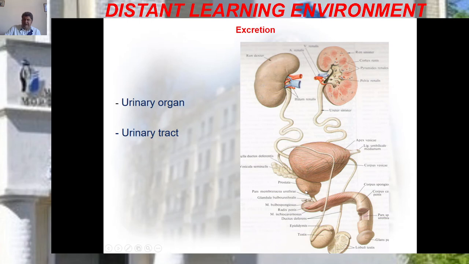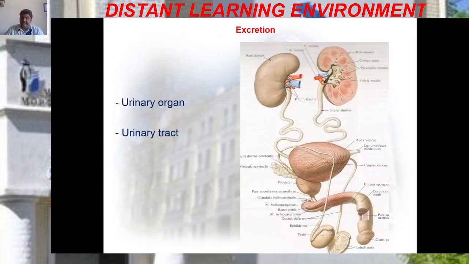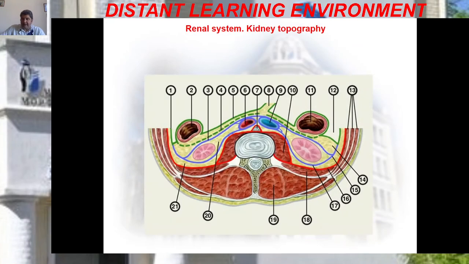This is a little channel to the external environment. So, the kidney. The kidney is a paired excretory organ producing the urine. Kidneys are situated on the posterior abdominal wall behind the peritoneum. You may see the peritoneum in green color, and also you may see the paired kidneys in violet color.